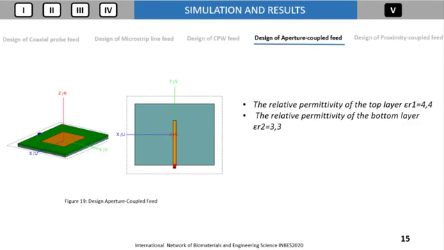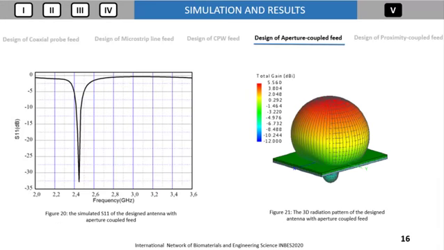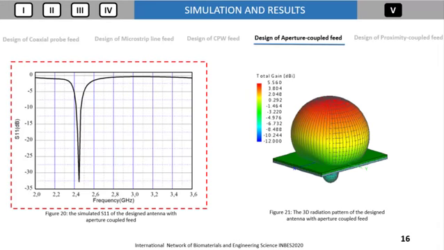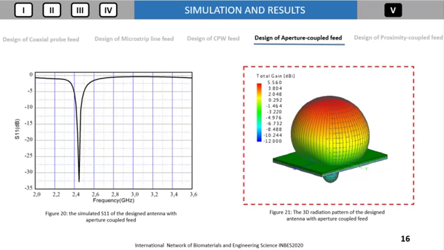In the aperture coupled feed, two dielectric substrates are used and the ground plane is placed between them, where the microstrip line is placed on the bottom of the two substrates as shown in figure 19. The relative permittivity of the top substrate is 4.4 and 3.3 for the bottom substrate. The S11 of the antenna is shown in figure 20, and the antenna can operate at 2.44 GHz with a reflection coefficient of minus 32.77 dB. And the 3D radiation pattern is given in figure 21 with a maximum gain of 5.56 dB.